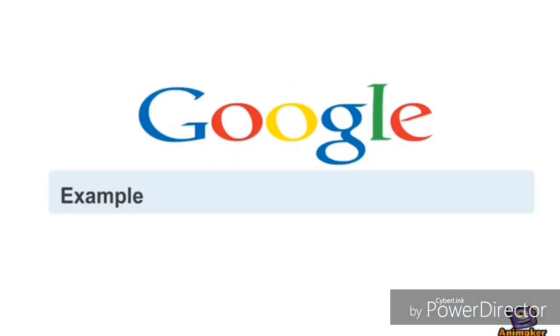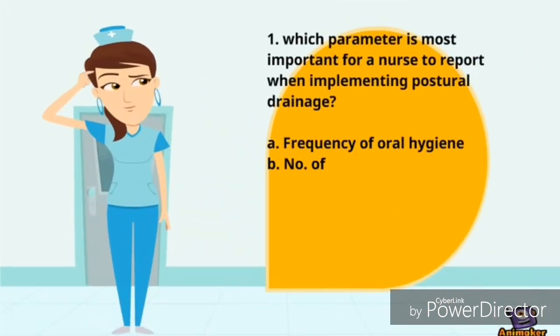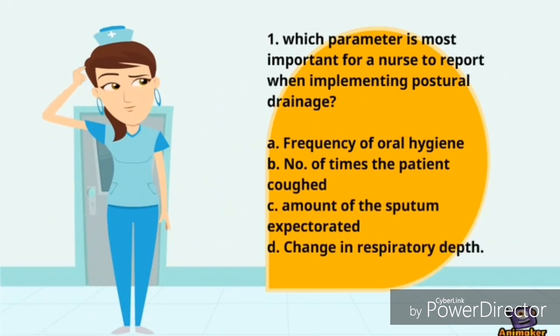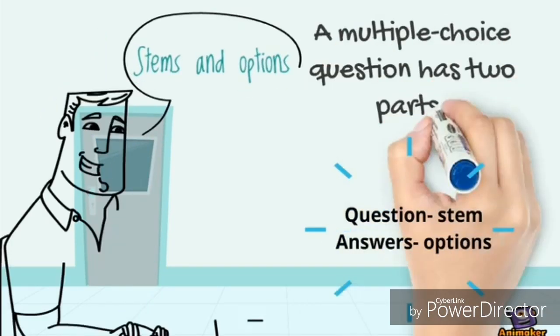I searched in Google for one example of a multiple choice question and I found a good one. It stated: which parameter is most important for a nurse to report when implementing postural drainage? A. Frequency of oral hygiene. B. Number of times the patient coughed. C. Amount of sputum expectorated. Or letter D. Change in respiratory depth.